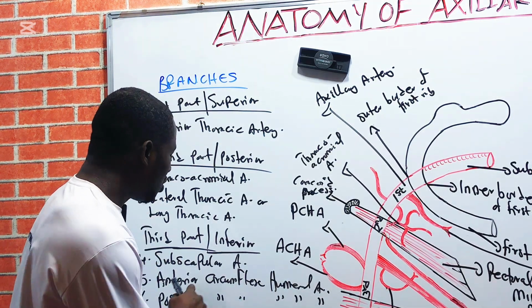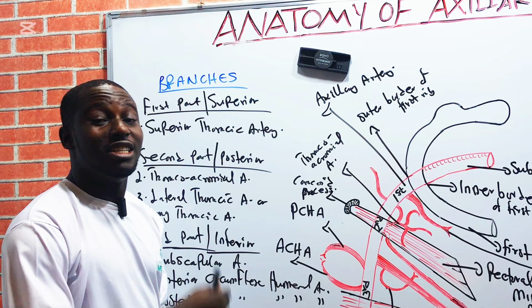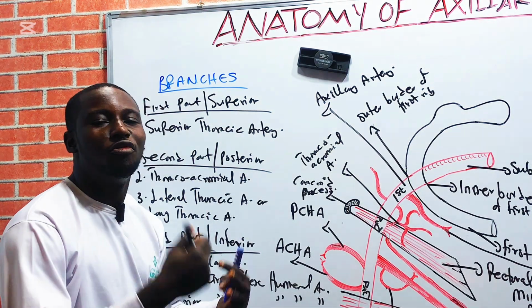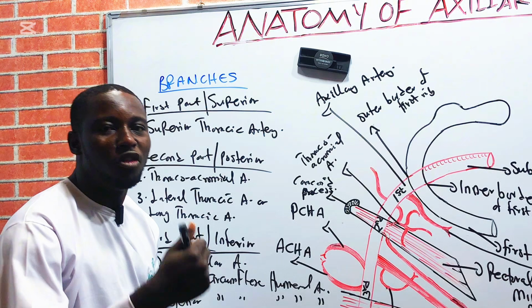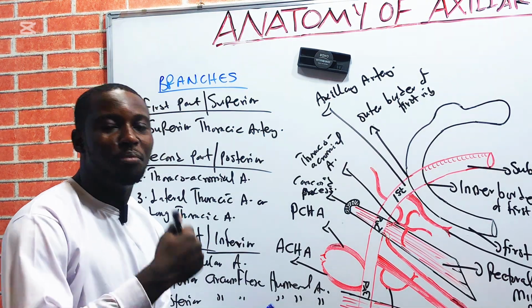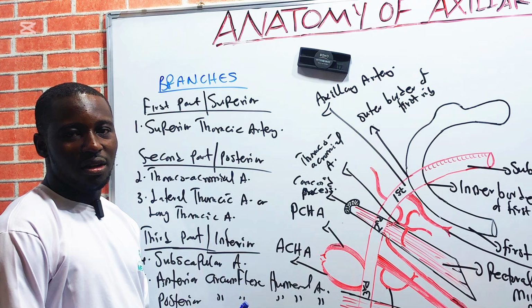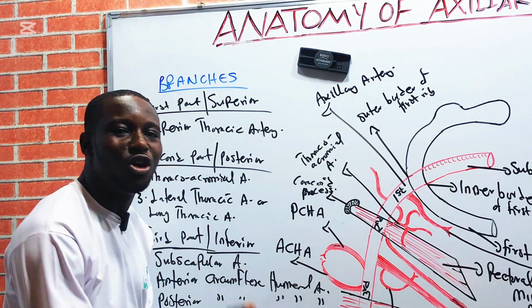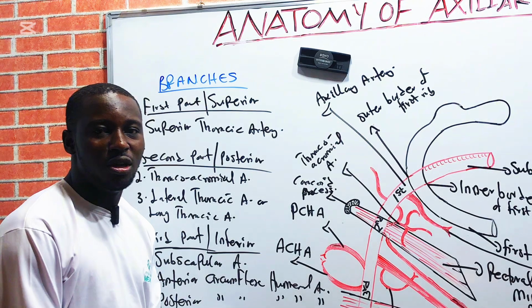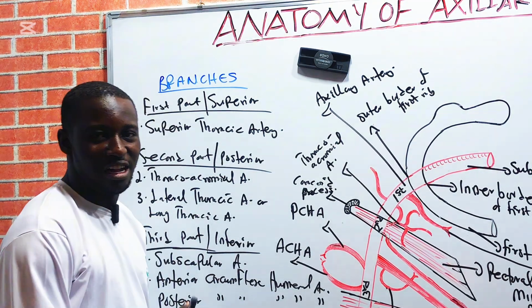Okay, the anterior circumflex humeral artery is a small artery which passes in front of the surgical neck of the humerus to form an anastomosis with the posterior circumflex humeral artery. It has an ascending branch which passes along the intertubercular sulcus of the humerus to supply the head of the humerus and the shoulder joint.